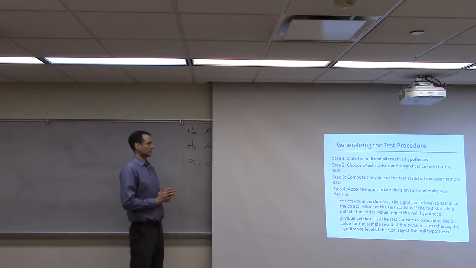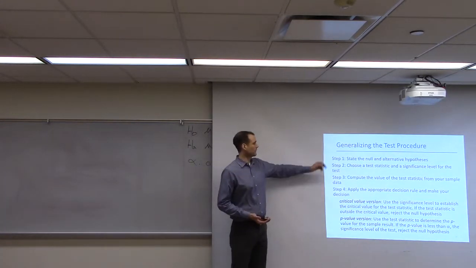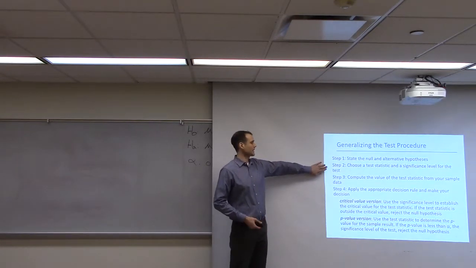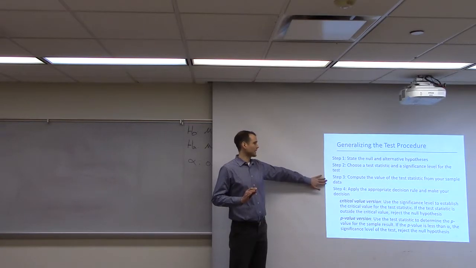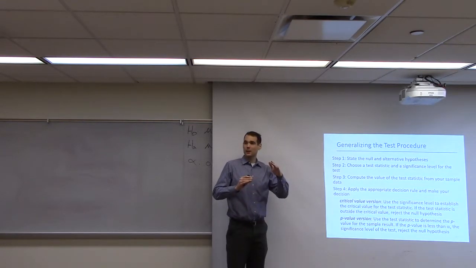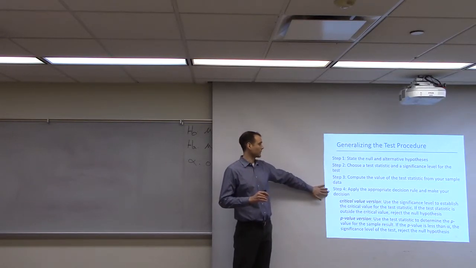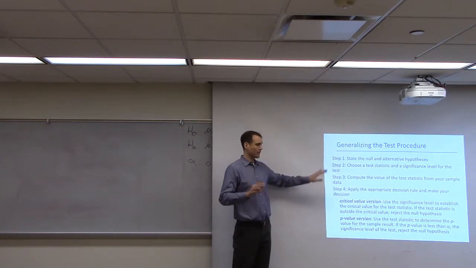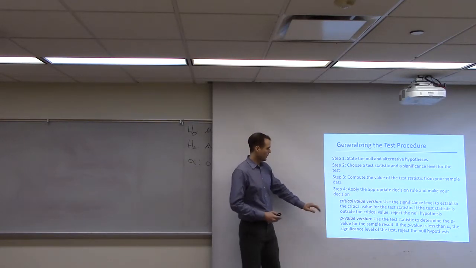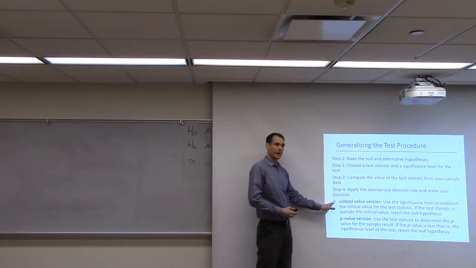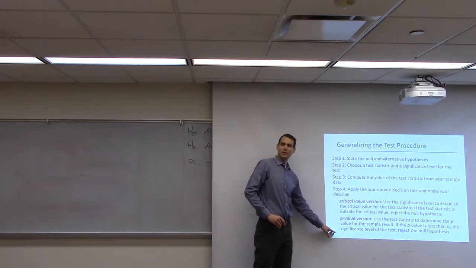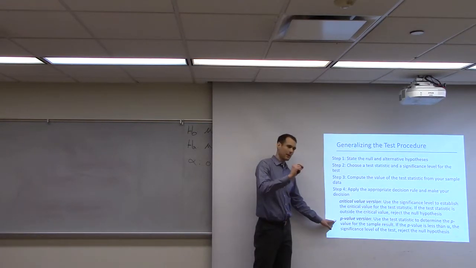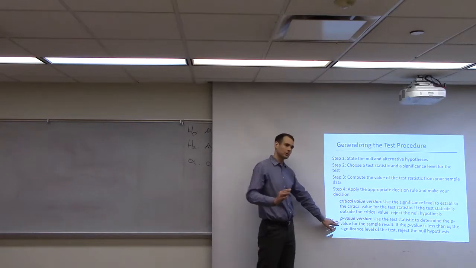Alright, test procedure. One, state the null and alternative. Choose your test statistic. Are you going to be using the z table or the t table? Compute the value of the test statistic. That's how many standard errors your sample is above or below the mean. Apply the appropriate decision rule and make your decision. Two versions of decision rules. We can either set up those critical values beforehand with the rejection regions, or we can just compare the p-value to the significance level. And if the p-value is less than the significance level, reject.